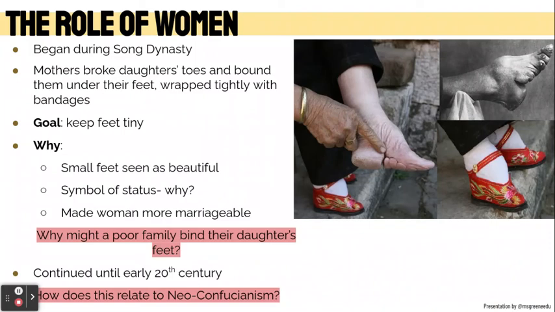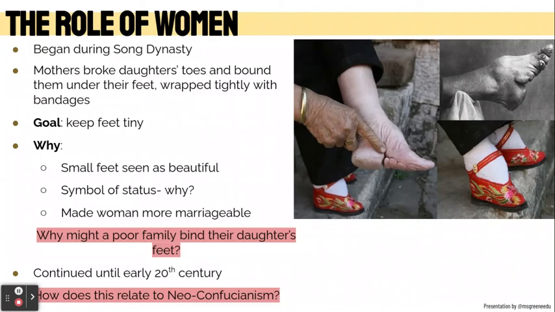So this became a symbol of attractiveness, and if you wanted to get a good husband, which at the time is sort of your only choice as a woman, if you want to marry into a good family, you have to have tiny feet to be considered worthy of that. Now, over time, this spread to even poor families, where if you were a poor mother, you might bind your daughter's feet and keep them small, even if you're in poverty.